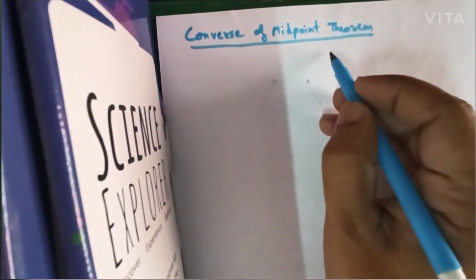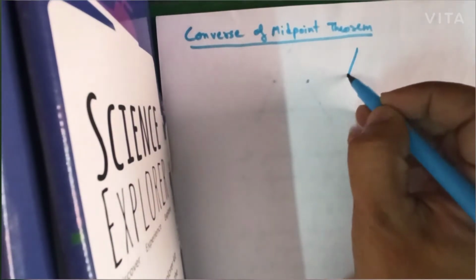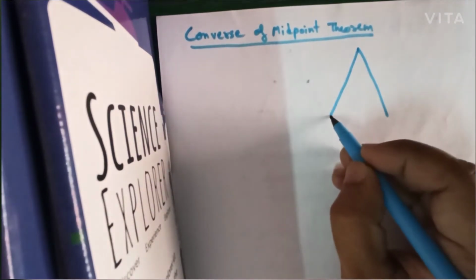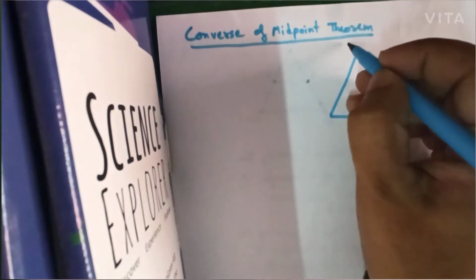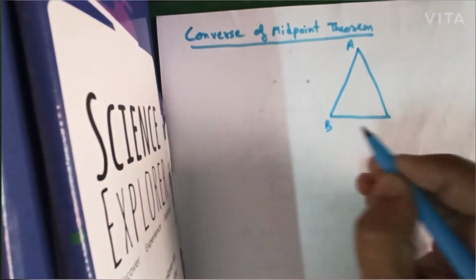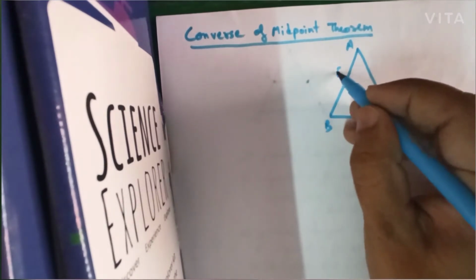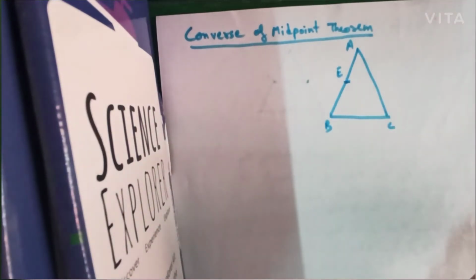Now we will discuss the converse of the midpoint theorem. What is the converse of the midpoint theorem? In the converse of the midpoint theorem, we say that suppose ABC is a triangle, and E is the midpoint of one side of the triangle, that is AB.